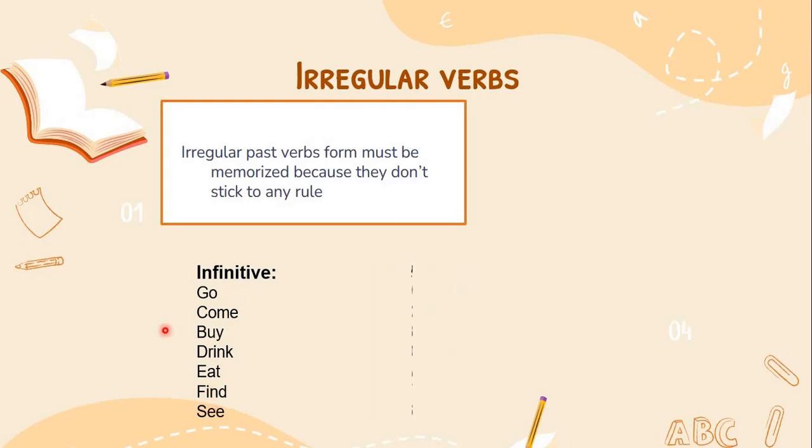Then here we have the past tense of the same verbs. The past tense of the verb go is went. The verb come is came. Buy, bought. Drink, drank. Eat, ate. Find, found. See, saw. What we notice here is that in the past tense the form of the verb changes completely from the infinitive form.